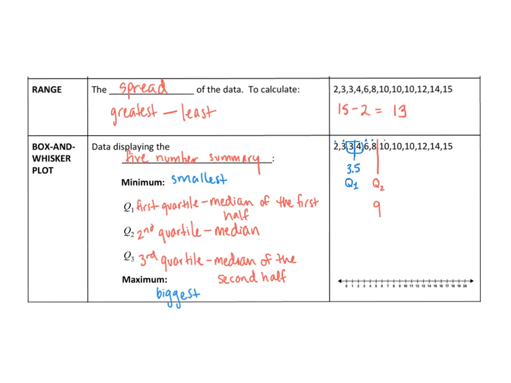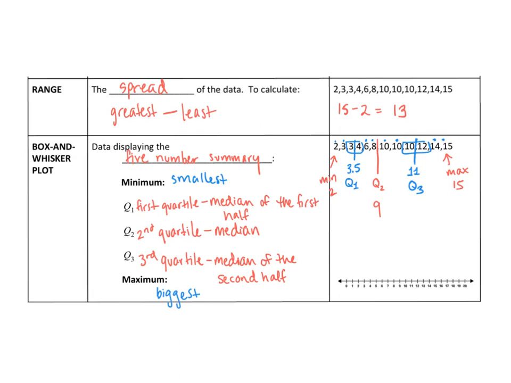When I go up to the second half, 10, 15, 10, so it's between 10 and 12. So I need to find the mean of 10 and 12. And when I do that, I found out that that is 11. So that is the third quartile. And then 15 is the maximum, and 2 is the minimum. So y'all, that's my 5-number summary. 2, 3.5, 9, 11, and 15. Those are the 5 numbers that tell me a lot about this set of data.